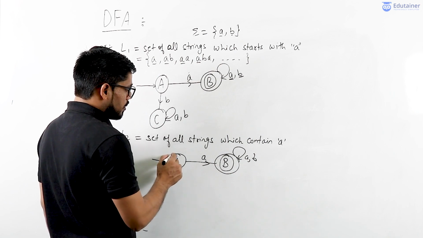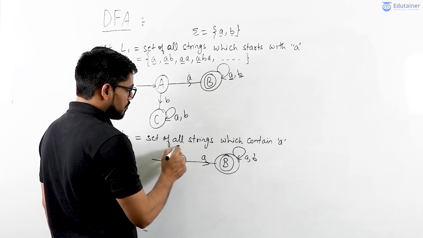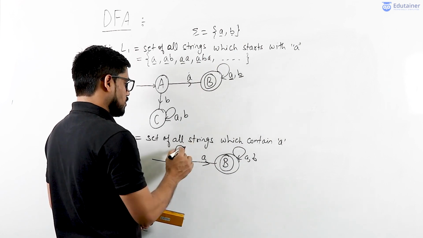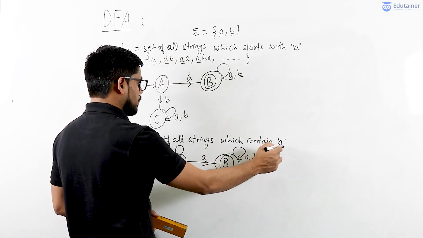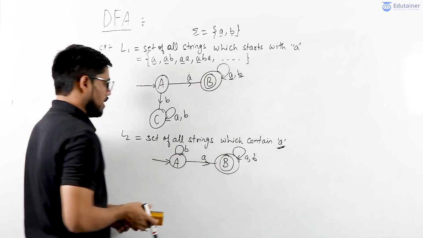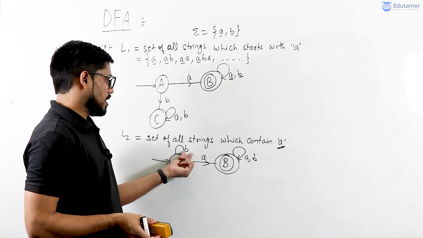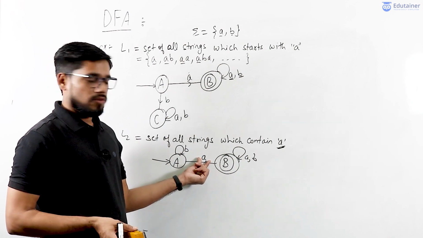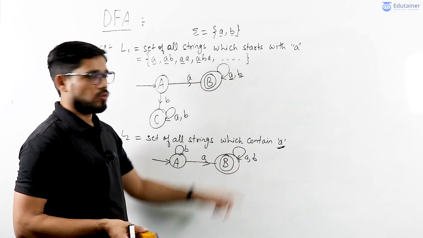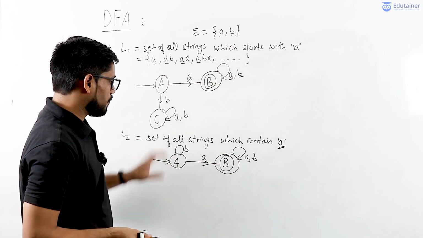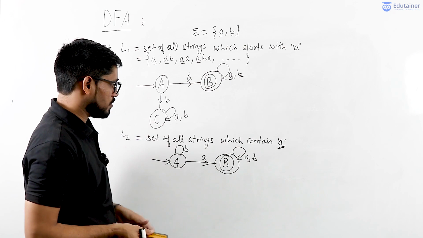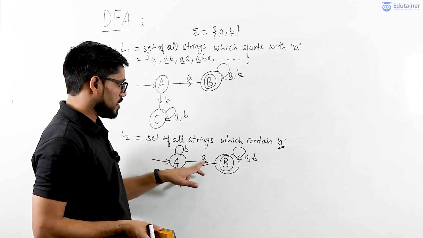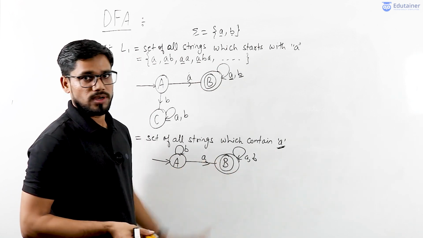But what happens if you see a b at the start of a string? Then you stay in the initial state, because the language says the string must contain a. So if I see any number of B's from the start, I loop. After that, when an a comes, I go to the final state and accept the string. So this is the minimal DFA for this language. You can start with small b, then take a transition on small a, and finally go to the final state.